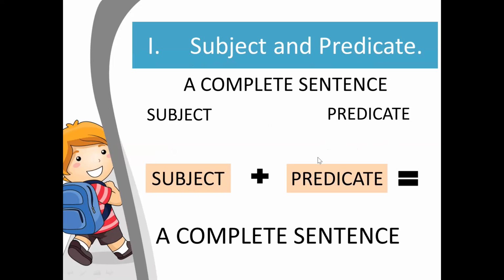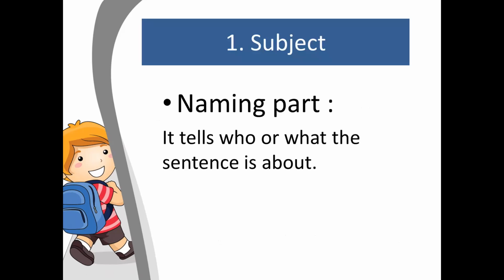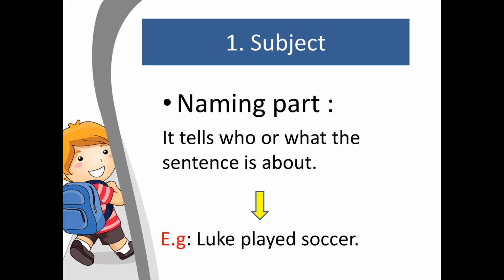Okay. First, we are going to study about subject and predicate. First, a complete sentence includes a subject and predicate. That means when a subject and predicate are combined with each other, we can create a complete sentence. What is the subject? As you can see, the subject is the naming part. It tells who or what the sentence is about. For example, Luke plays soccer.